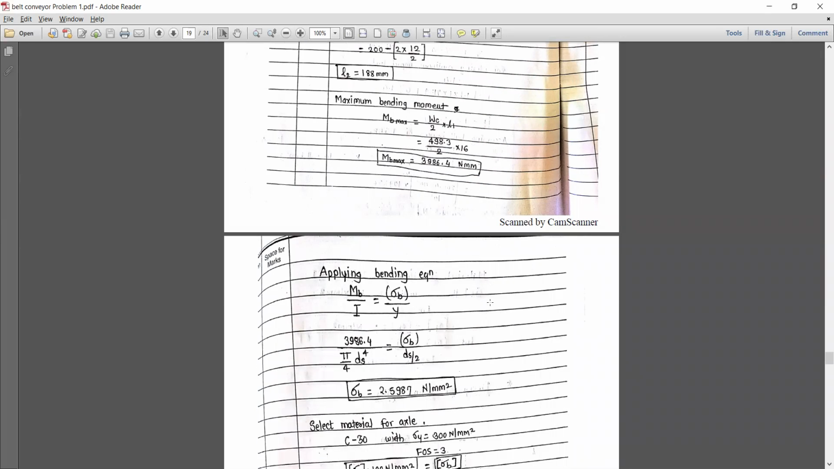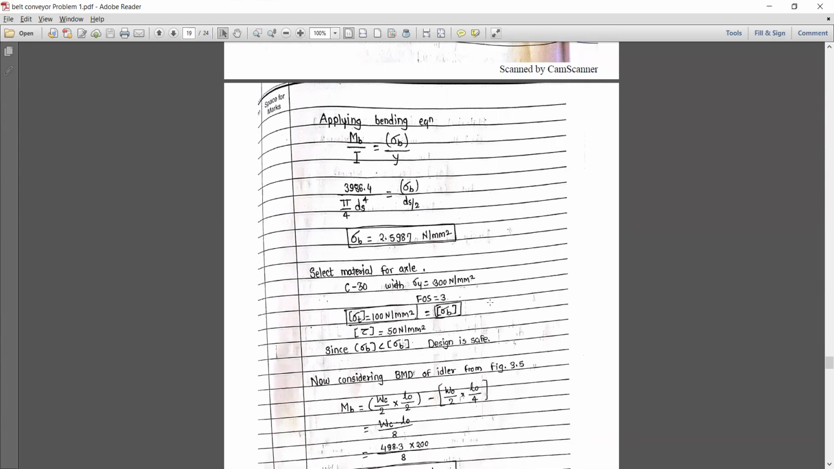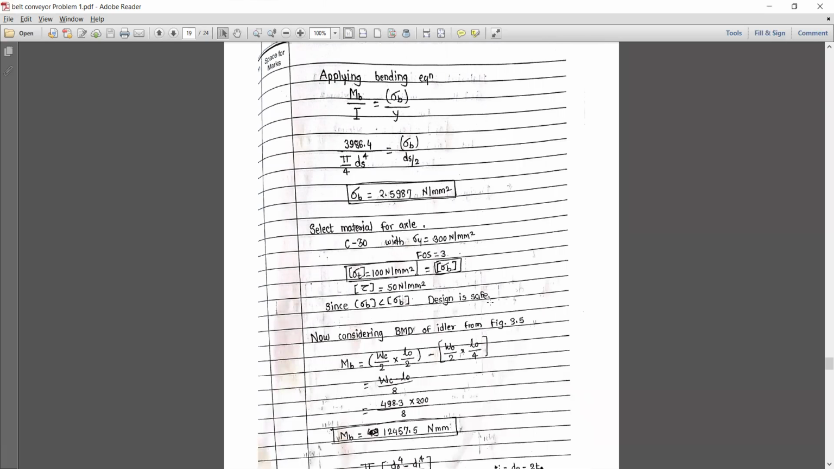Maximum bending moment B max is equal to WC divided by 2 into L1. WC is equal to 498.3 divided by 2 into 16. So maximum bending moment is equal to 3,986.4 Newton mm.